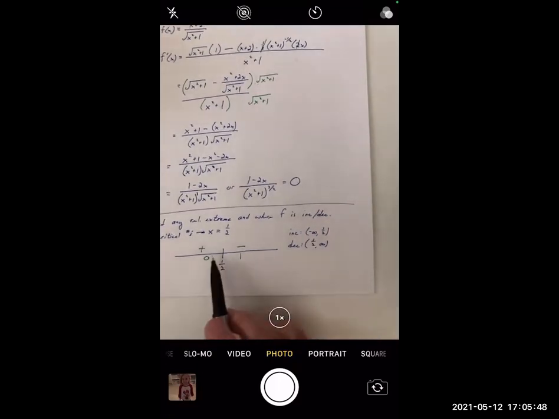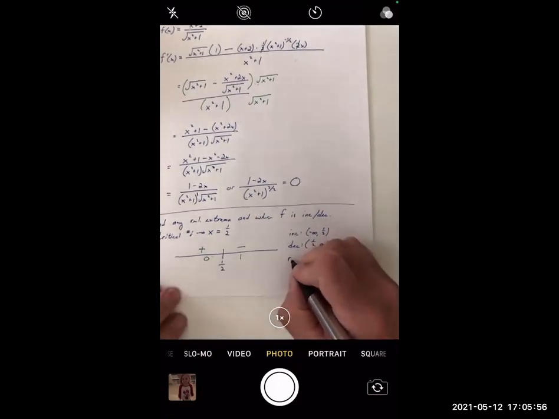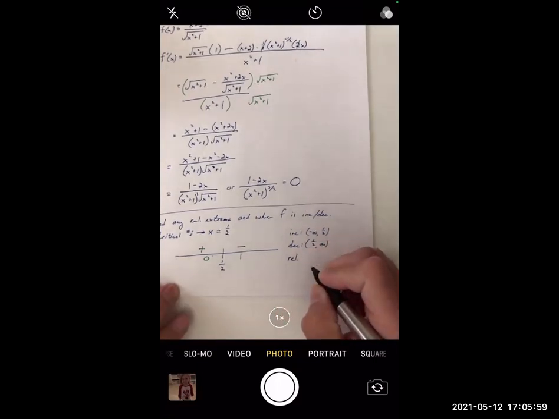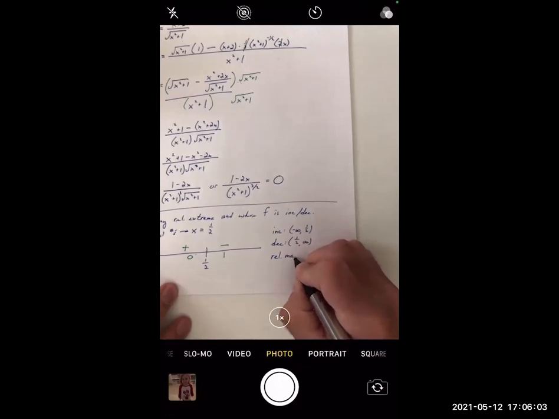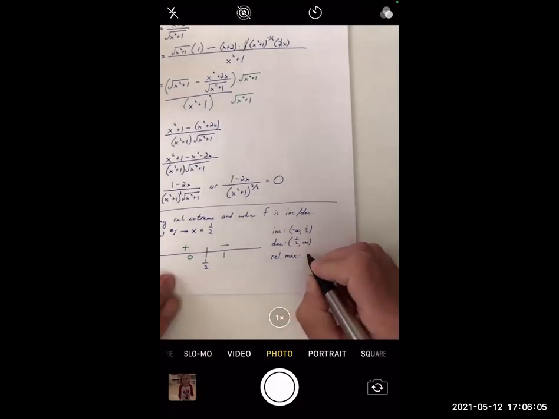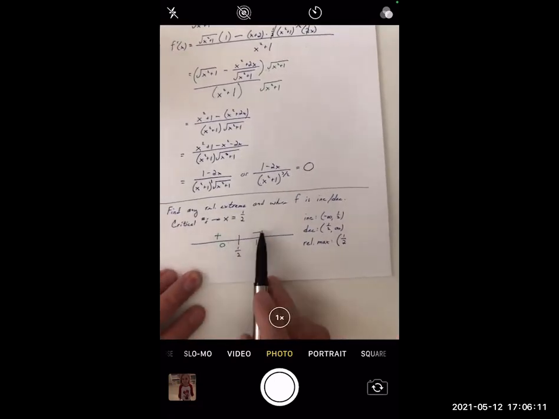And then based on this little chart here, do you have a relative max or a relative min? Max. Yeah, it's a max because it switches from positive to negative.